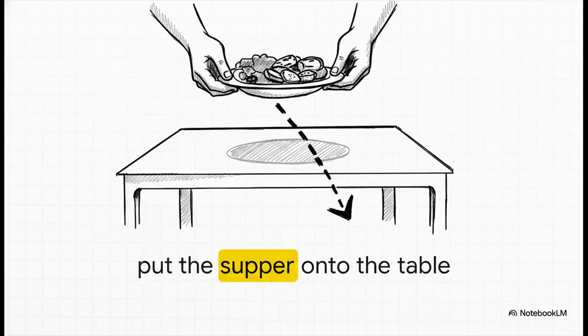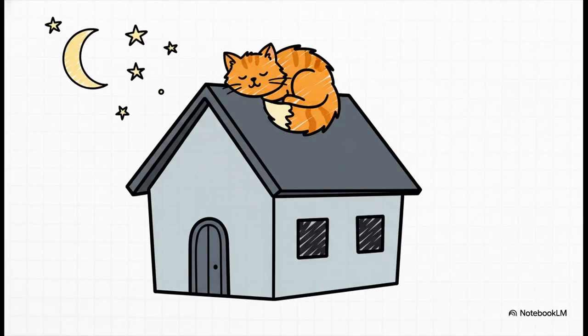Easy enough. But look what happens here. I put your supper onto the table. See the difference? Now we're describing the action of moving the food to the table. The focus is completely on that movement. Let's try another one. The cat is on the roof again. That cat is just hanging out. It's in a fixed spot. We're describing its static position.